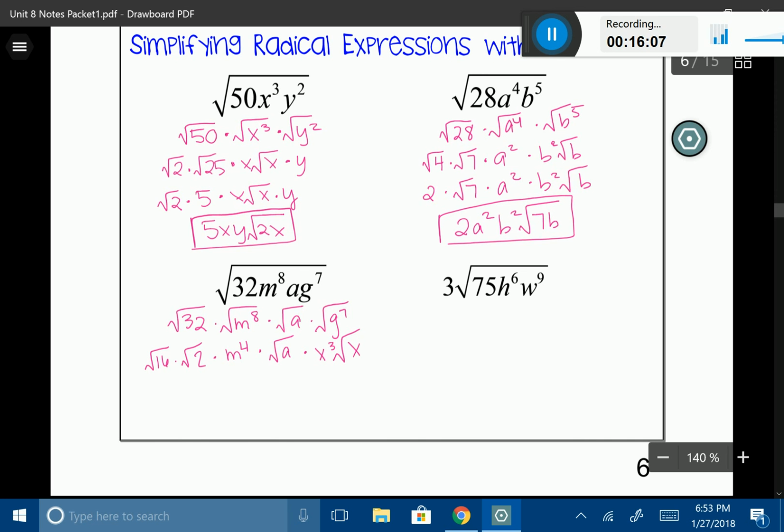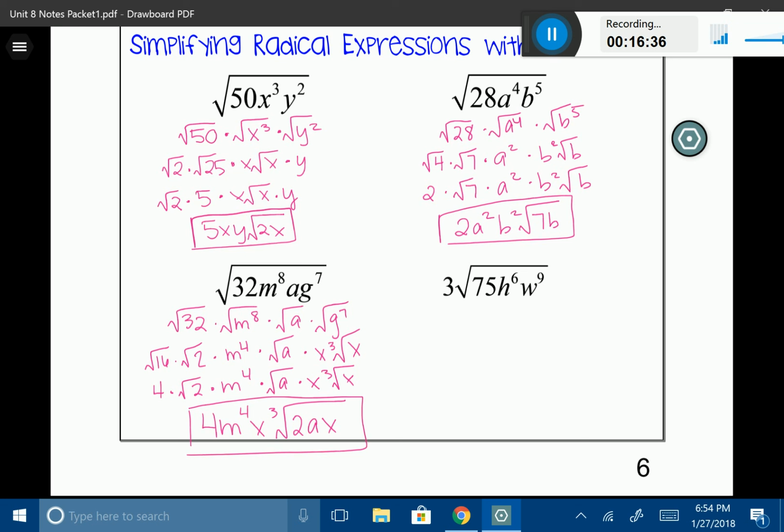All right, I'm going to go back to the beginning and simplify anything else that needs to be simplified. So 4 root 2 times m to the 4th times root a, and these guys are already simplified. So let's piece it together. 4 m to the 4th x cubed root 2ax. And you might be wondering, is there any particular order to put these letters in? Not necessarily. If you want to put them in alphabetical order, outside or inside, that's fine, but not necessary.